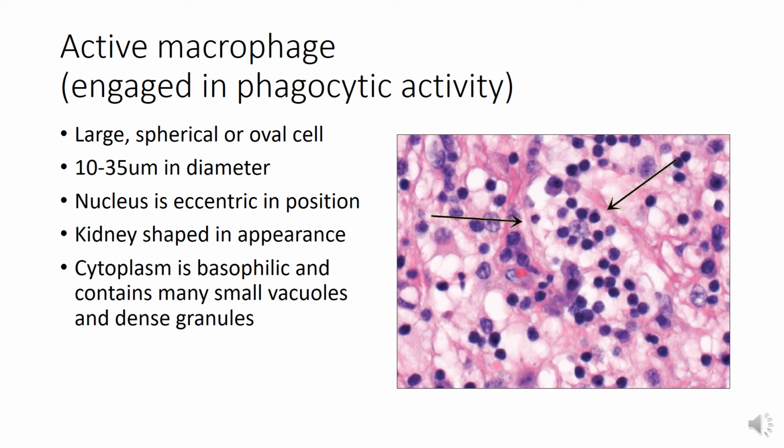Active macrophages are those which are engaged in phagocytic activity. They are large, spherical or oval cells. You can see here, this is an active macrophage with a diameter of about 10 to 35 micrometers, and the nucleus is eccentric in position and kidney shaped in appearance. The cytoplasm is basophilic and it contains many small vacuoles and dense granules. These granules contain enzymes.